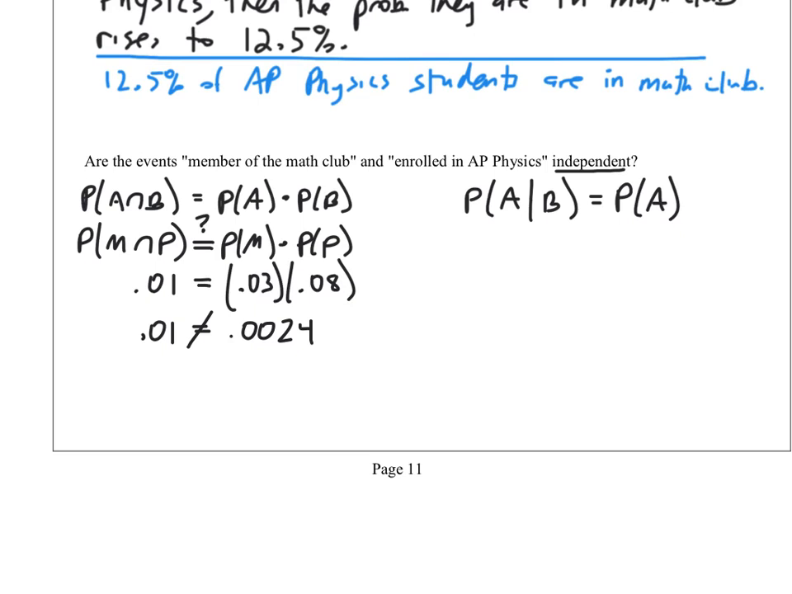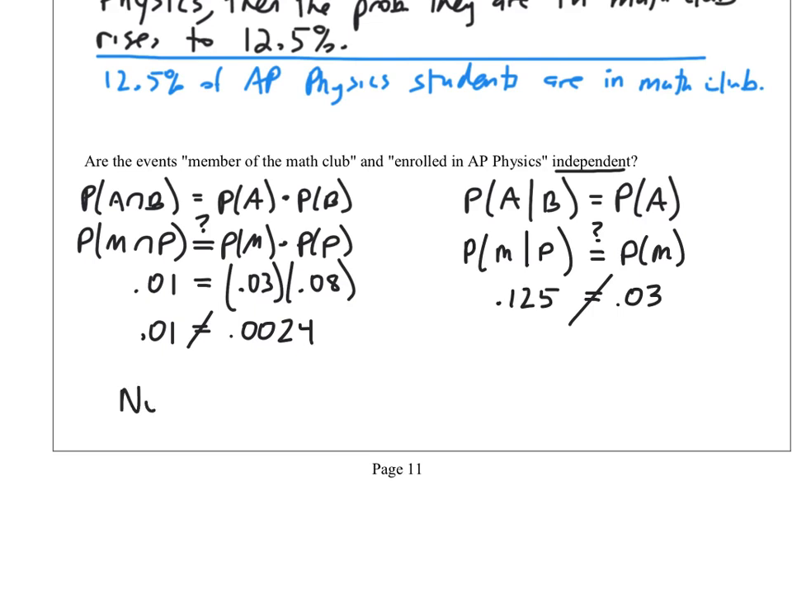Let's check the second possibility. What is the probability that you are in math club given that you're also in AP physics? Is that the same as just being in math club? The probability of math club given that we know you're in AP physics was 12.5%, 0.125. Is that equal to the probability of being in math club, which was 0.03? Are those equal to each other? No. So no, they are not independent. 12.5% is very different than 3%.